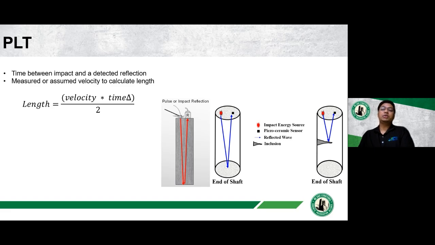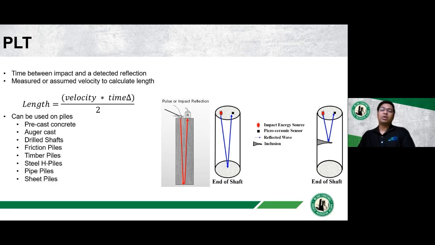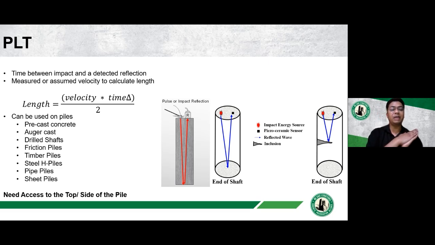So the technique can be used to detect the location of any breaks, splices, or cold joints in the pile. I wouldn't call it a disadvantage, but you need to have access to the top or the side of the pile to take these measurements. And again, this technique is very versatile in terms of it can be used on a wide variety of piles, like drilled shaft or friction piles, or even timber piles or sheet piles.